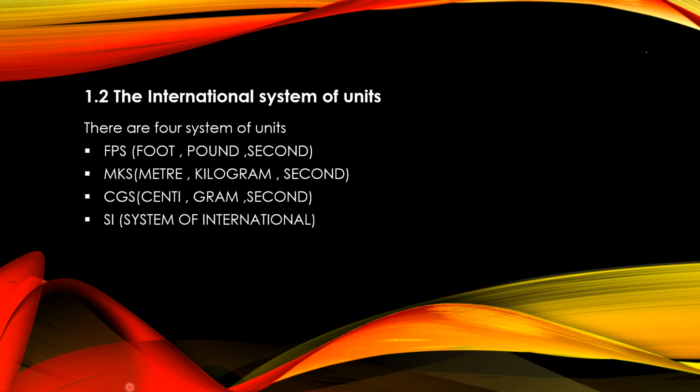So next is the SI system, the most important. The International System of Units is used for length, that is meter, mass, that is kilogram, and time, that is second. Example, used everywhere in school, science, and daily life. Earlier, different systems were used. This created confusion, so the world decided to follow only one system, that is the SI system.